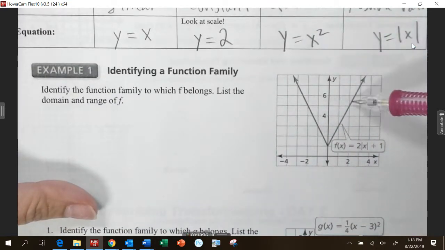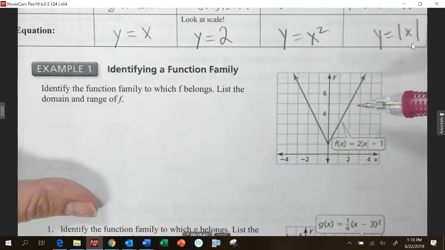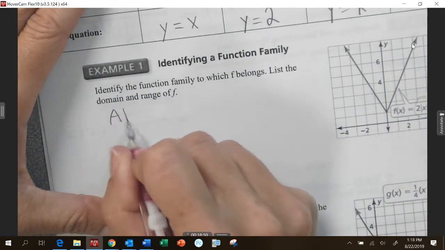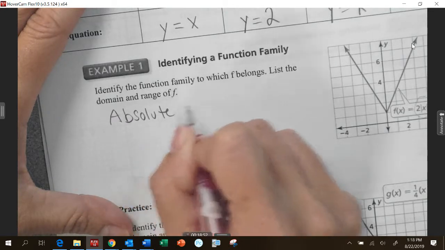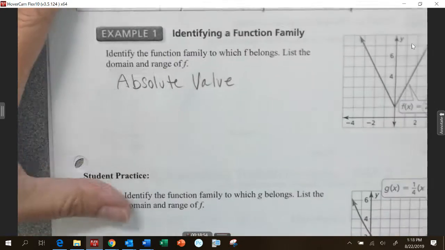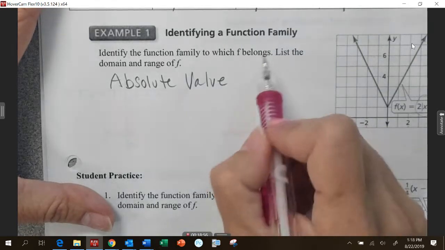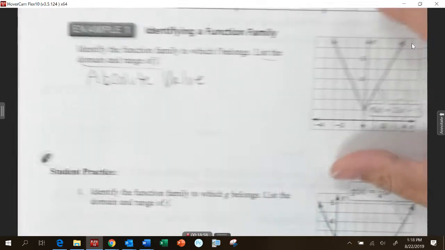So, what family do you think this one belongs to? Absolute value of x. What gave it away? Oh, it wasn't the fact that there's absolute value sitting here? No. Either's fine. So this is the family of absolute value. And then this says list the domain and range. So here we go with domain and range.